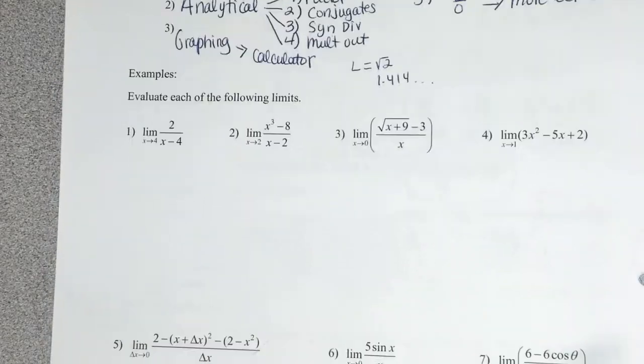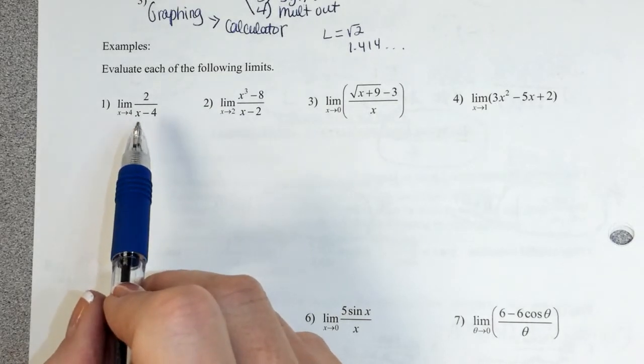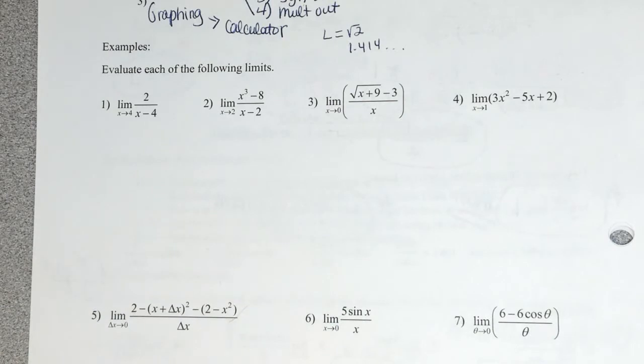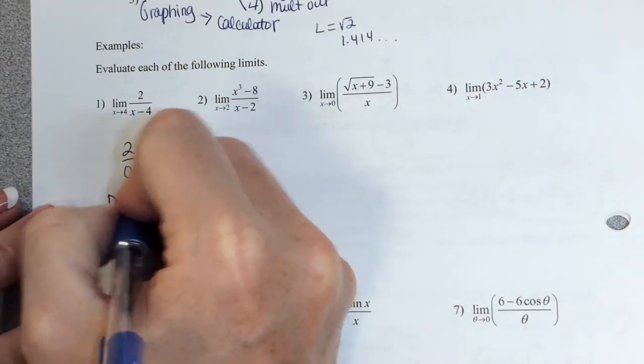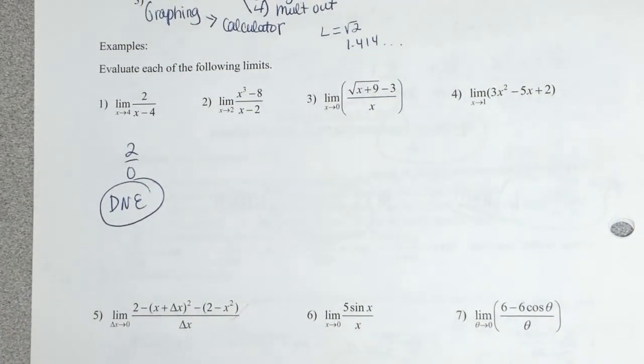All right, so let's look at some of the problems now. So I want you to try number 1. Remember, the first thing we try to do is what? Just plug it in. So everybody plug it in and tell me what you get. Does not exist? Do we agree? All right, you are correct. We plug it in, we get 2 over 0, does not exist. Wonderful, we're finished.